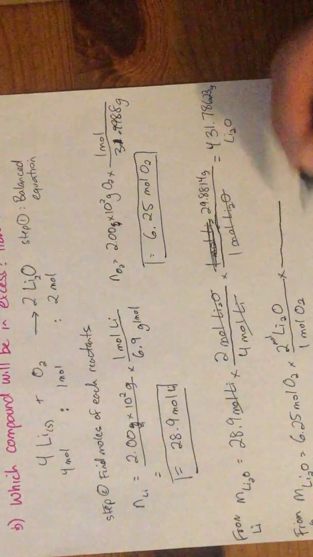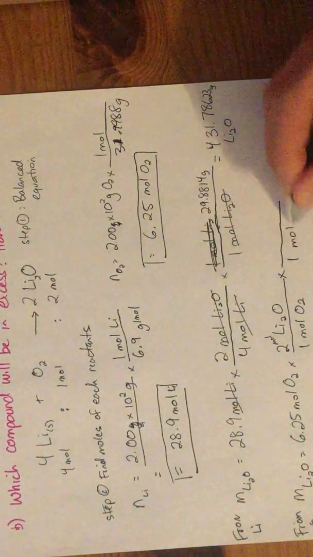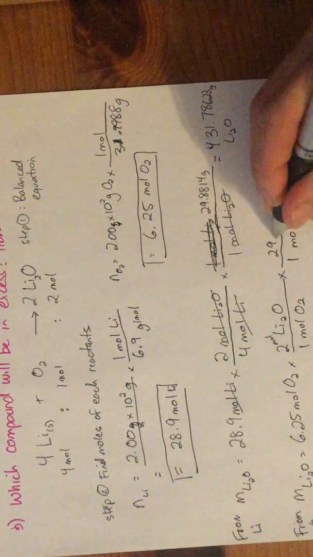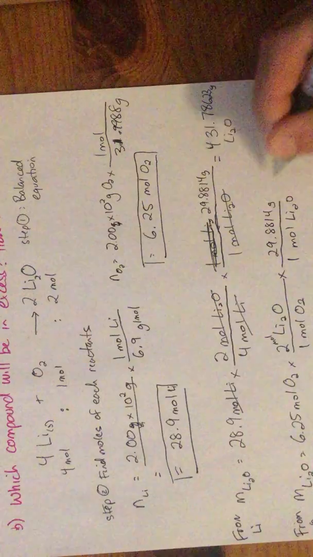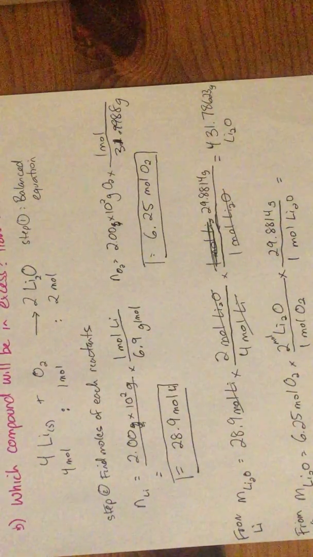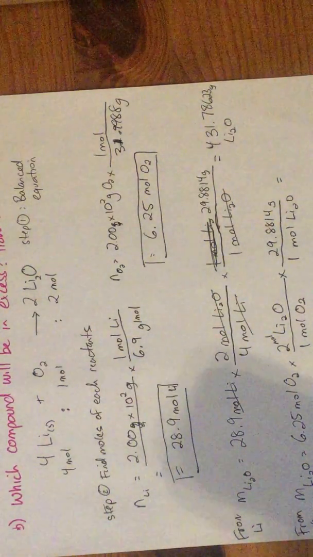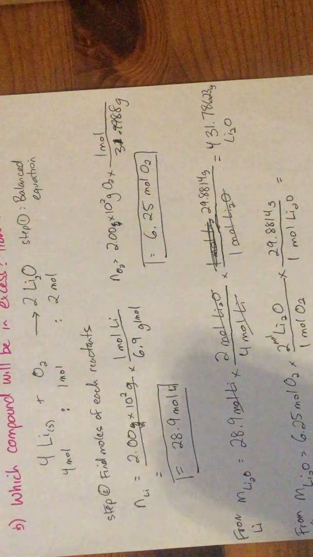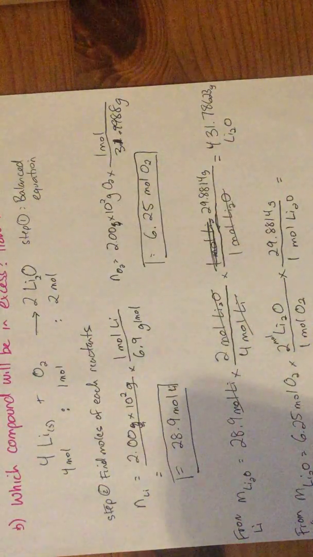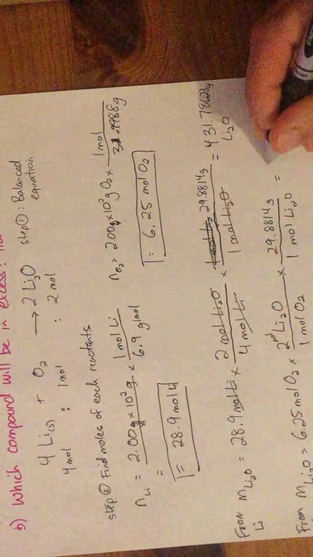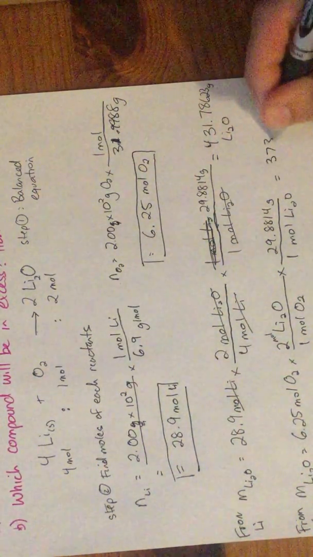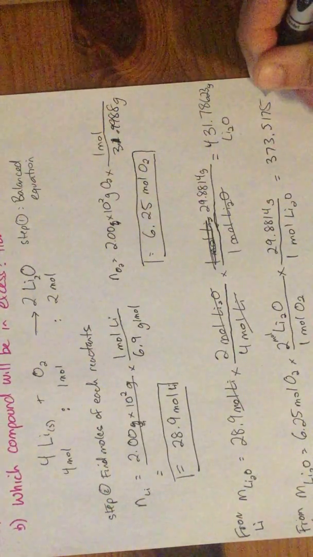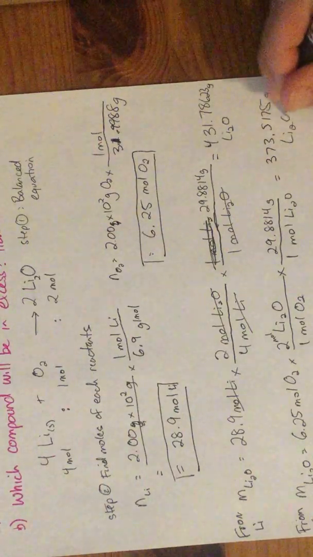Multiply that by the same thing. So this step is going to be the exact same, where we've got 1 mole of lithium oxide to 29.8814 grams. So that's our molar mass. And multiplying that through. So you can probably already tell that we're probably going to have oxygen be our limiting reactant. Yep, and our answer for that one is 373.5175 grams of lithium oxide.